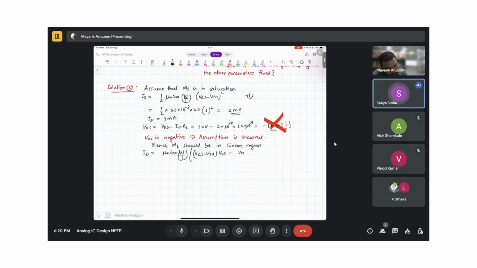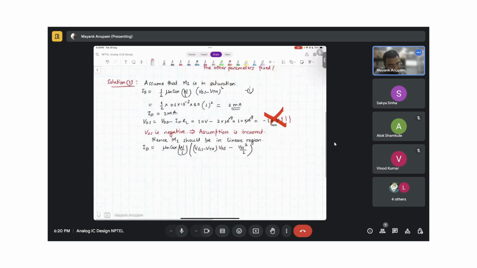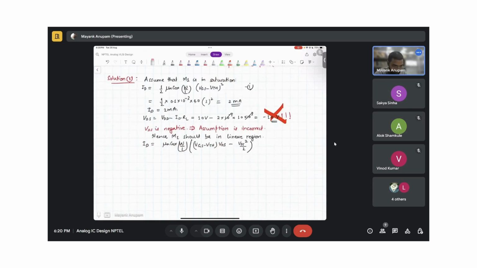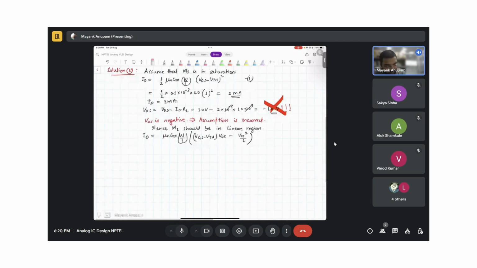No, not half. It's mu n Cox W by L. It is not cos x, it is Cox, sorry. So this is the equation, right? Correct equation, isn't it? Am I right? This is the correct equation. So now tell me what is the current from here.